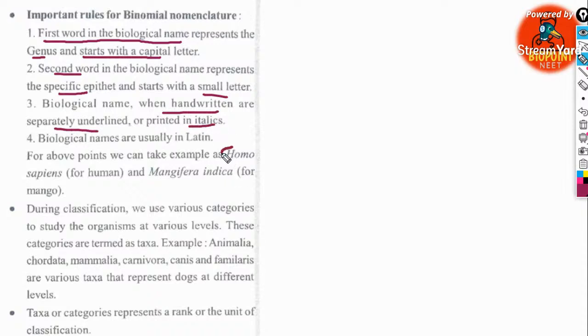So look, this is Homo sapiens. It's a Latin name. They are usually Latinized. Homo sapiens is in italics since it is printed. So when handwritten, you have to write Homo, and the second word sapiens should start with a small letter, and you should underline these two separately. This is how you have to write the binomial nomenclature or a scientific name. Clear with that?